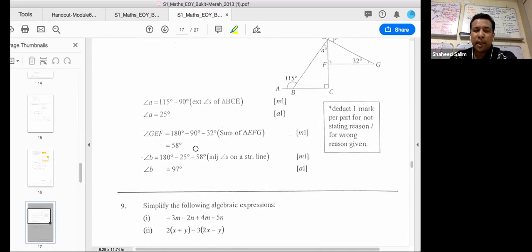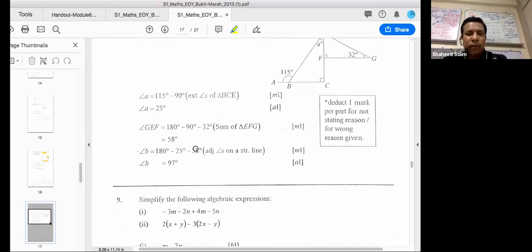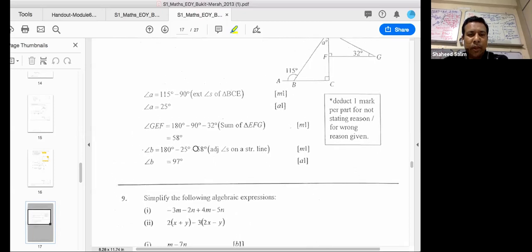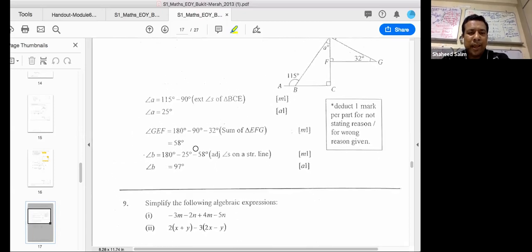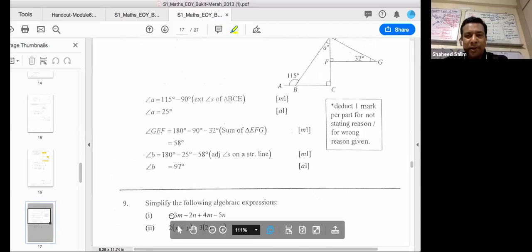So now, 9, that means you have no problem with angles. I think angles seem to be one of your favorite topics in maths. Okay, what about question number 9? M plus 7 or M minus 7?